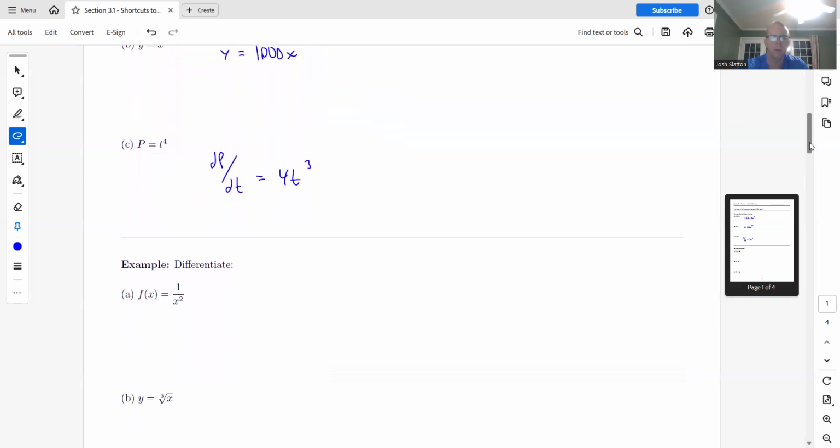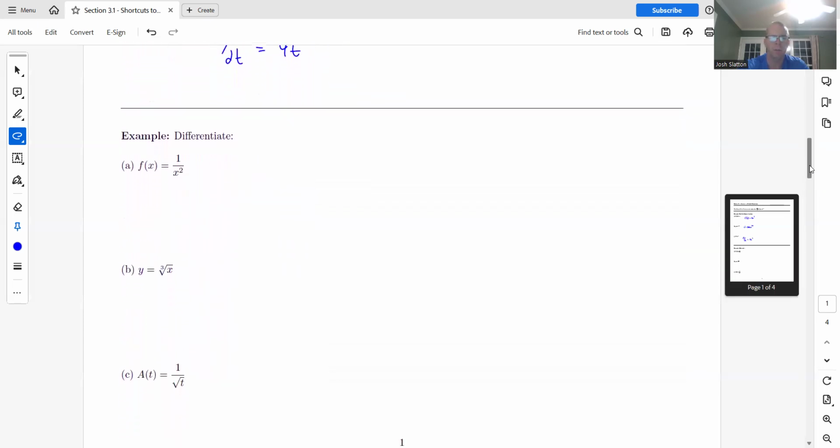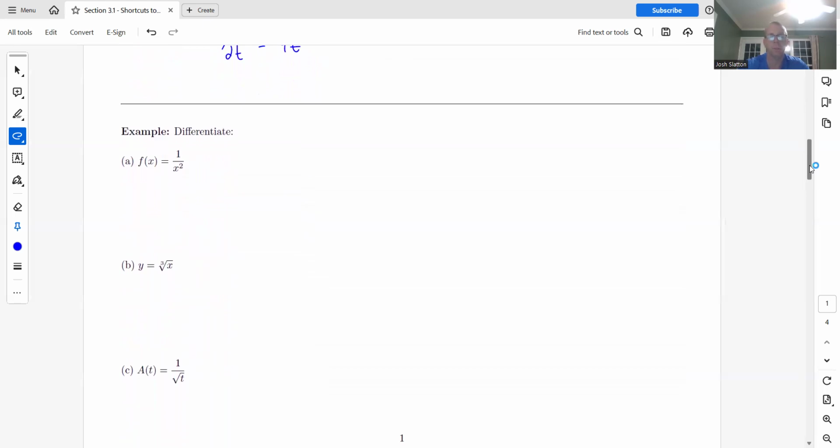We could look at other ones. These would also be considered either power functions or root functions, I guess. But the same rule applies. The only difference with these is, like with this one, I always recommend, especially when you're getting used to these, always write the x in the numerator and then adjust the exponent by making it negative in this case. And then you can use the power rule.